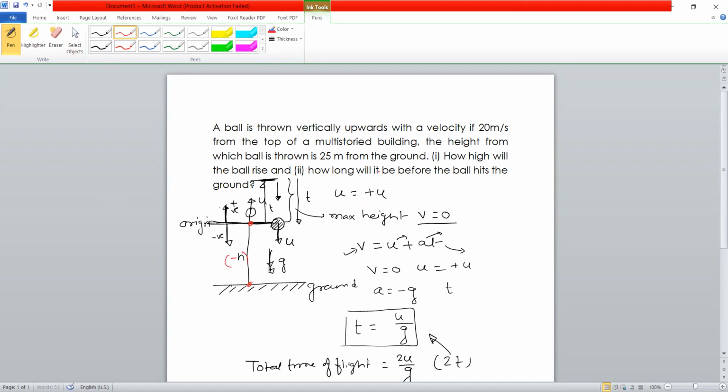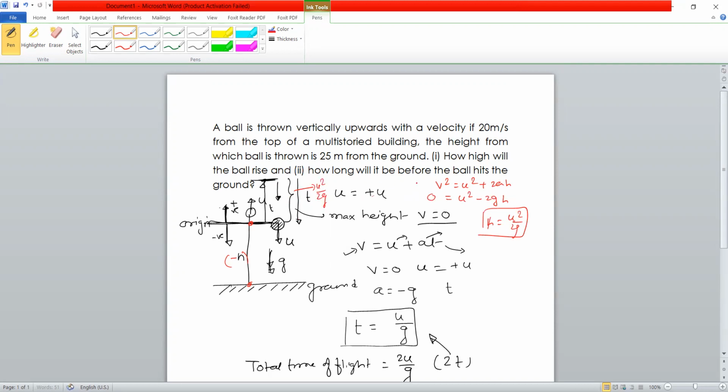So we may directly put how high the ball will rise. First of all, you have to find out how high the ball will rise. So you have to find out this maximum height. So maximum height we may calculate as v square equal to u square plus 2as. Since at maximum height the final velocity is 0, so 0 equals u square minus 2gh. So h, you may calculate, is u square by 2g. This is the maximum height.